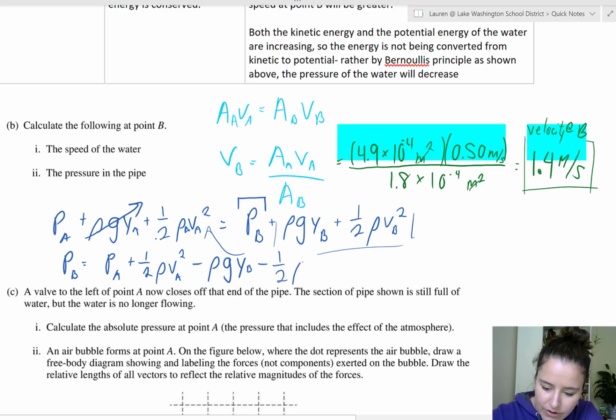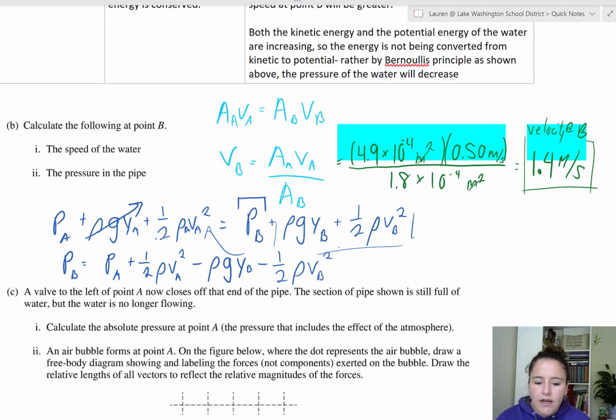minus 1/2 rho times the velocity at B squared. Okay. We could factor out some things to try to make that a little easier. Actually, I don't think it's going to make it that much easier for us. I think it might be easiest to just plug in the numbers. So, that's what I'm going to do.